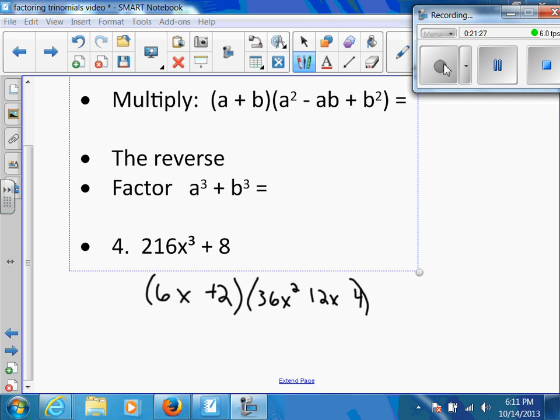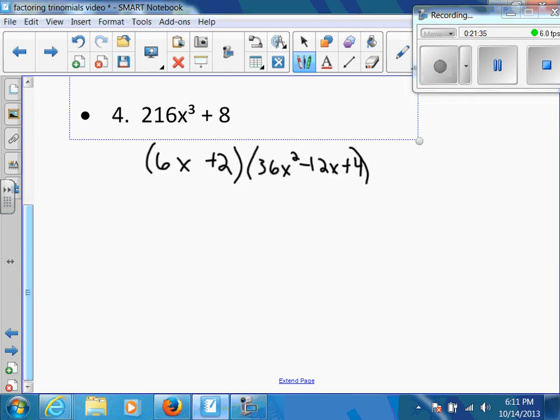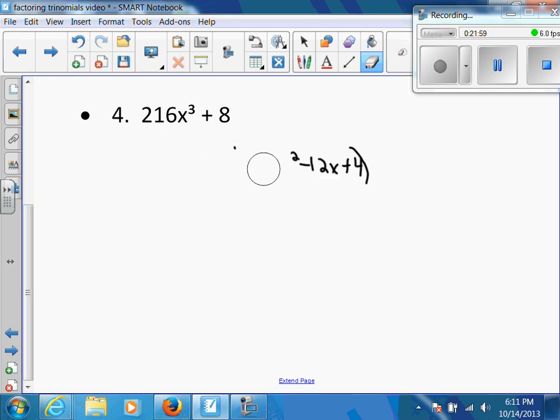Let's look at 6x plus 2. Does it have a GCF? Yes, it does. Look at 36x squared minus 12x plus 4. Does it have a GCF? Yes, it does. So, would it have been easier to take the GCF out at the very beginning? I believe so. So, let's take the GCF out at the very beginning. Remember, we always should look for the GCF first, and if we do, we can save ourselves really big numbers.